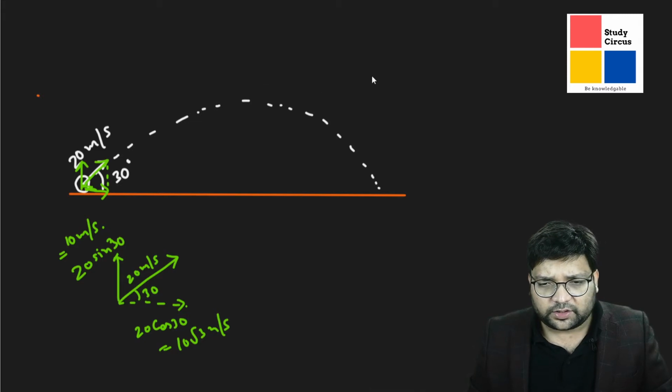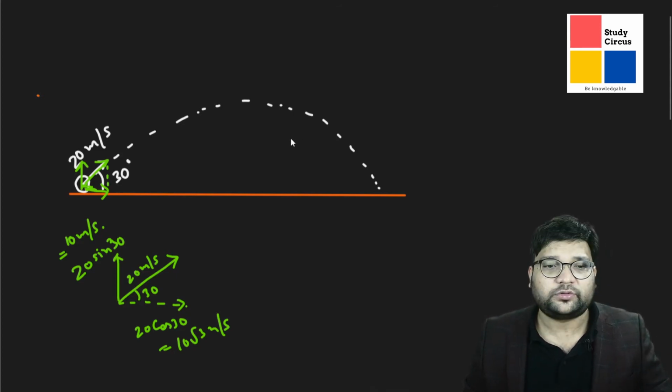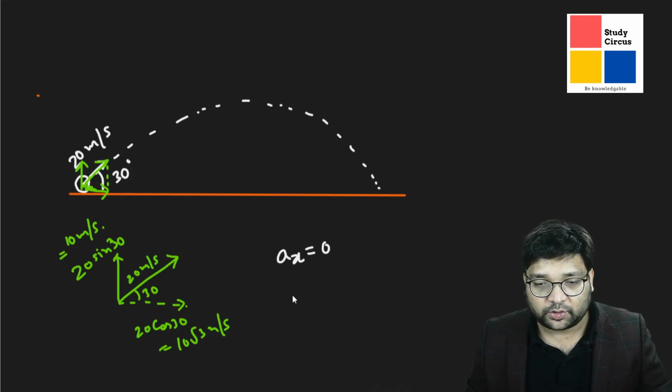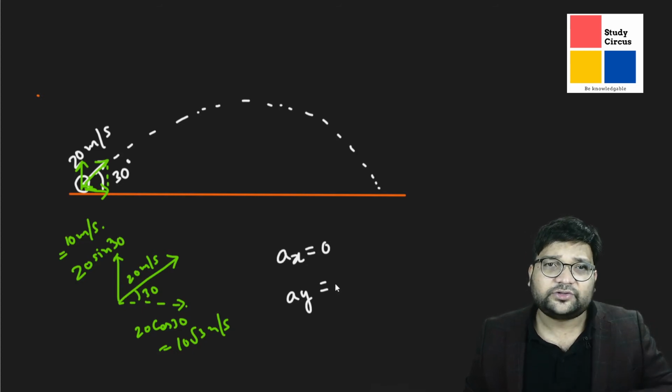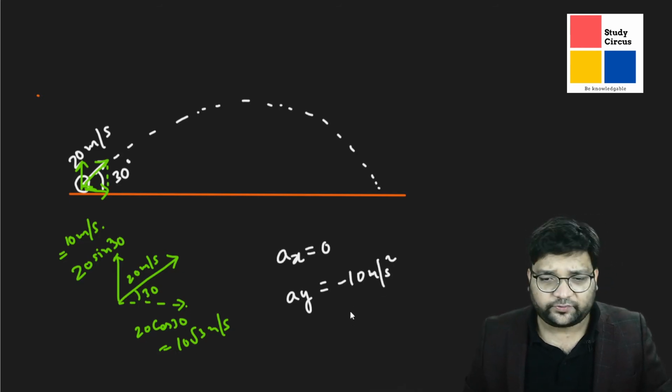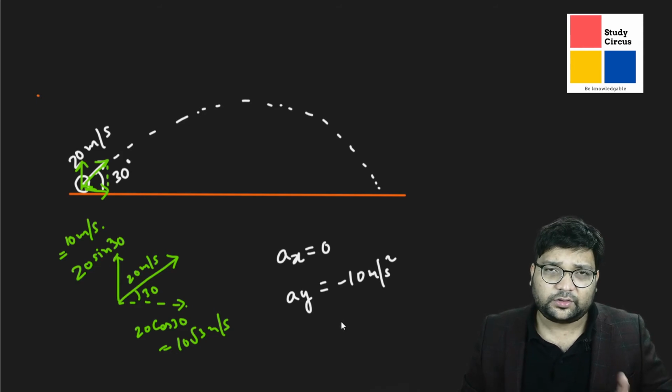So what are the forces in the horizontal direction? Is there any force? No. In the horizontal direction there is no force. Okay, we are assuming that there is no air drag. So in the horizontal direction there is no force. That means the acceleration in the x direction is what? Zero. What is the acceleration in the y direction? It is acceleration due to gravity downwards, and we take 10, so this is minus 10 meters per second square. So it is downwards 10 meters per second square in the y direction.